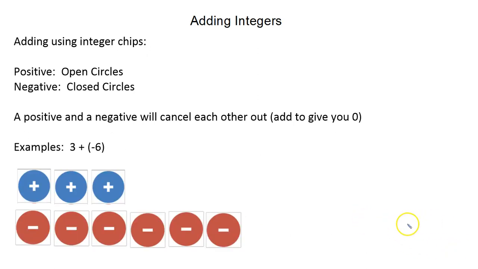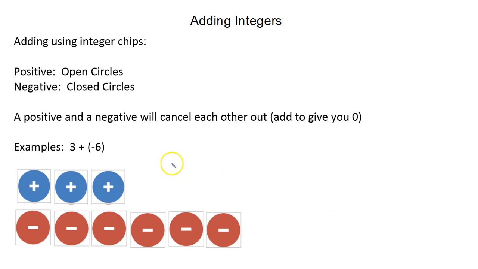Now we're going to do something more interesting. We actually have a positive number 3 and a negative number 6. So again, if you are drawing these in your notebook, you're going to want to make these 3 open circles and these 6 closed circles.